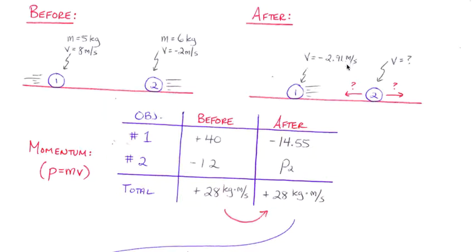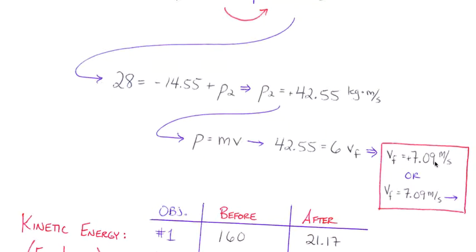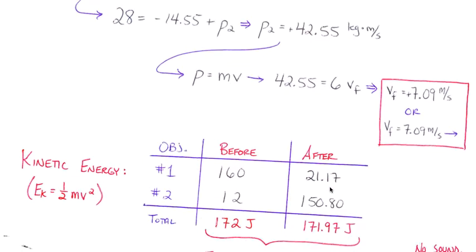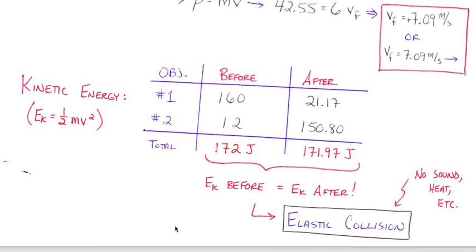Afterwards, I know the velocity of object 1 is 2.91 to the left. I know the velocity of object 2 is 7.09 to the right. Using those values and their masses, I can use 1 half mv squared to calculate their kinetic energies. And you'll notice there's a small discrepancy when I add my totals, but that's more due to a rounding error. You can essentially see they're both about 172 joules. This tells me that the kinetic energy before and after are equal, and I therefore have an elastic collision.